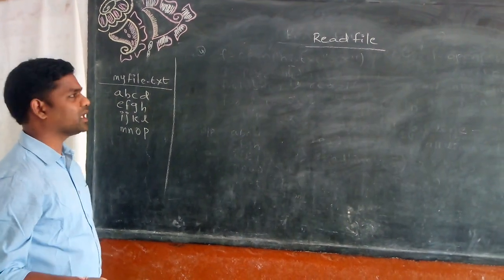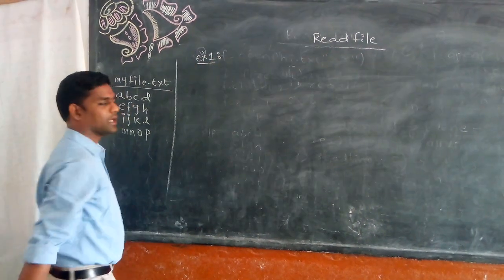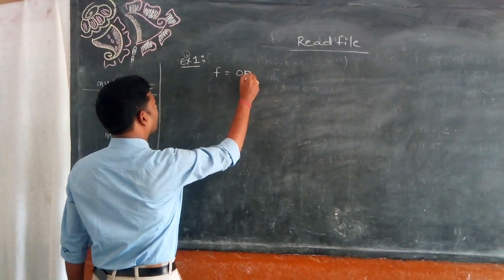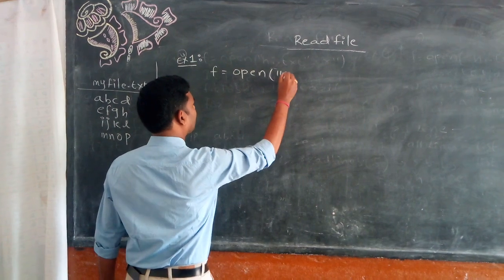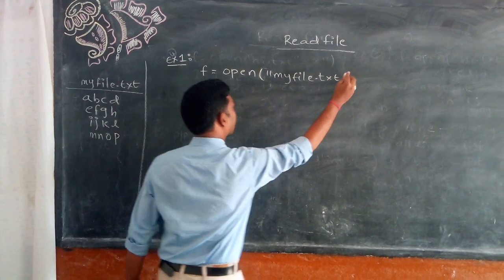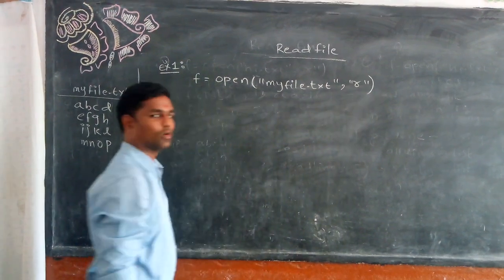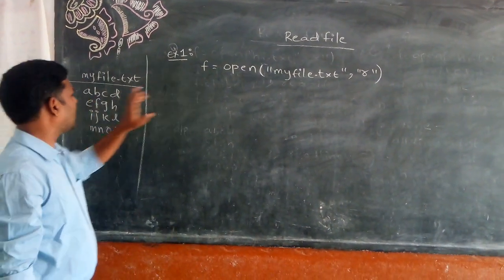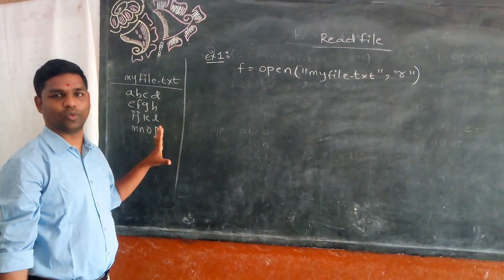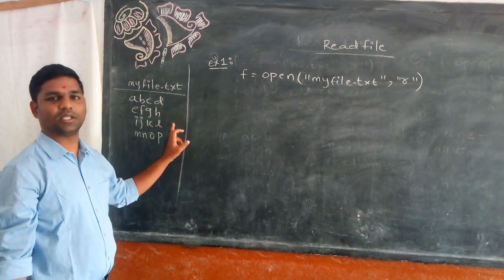Each and every function will get one example. So example number 1: first I will use the read function. First of all I need to open a file. Open myfile.txt, the file name, comma, mode is read mode. Remember that this source file and this text file both should be in the same location, then only this code works. Otherwise, it will give an error called file not found error.